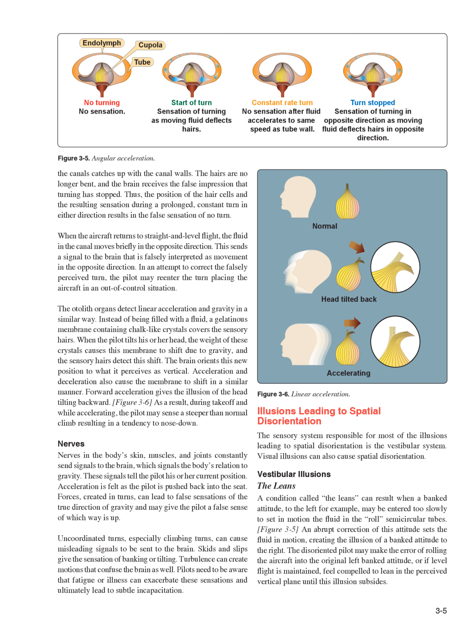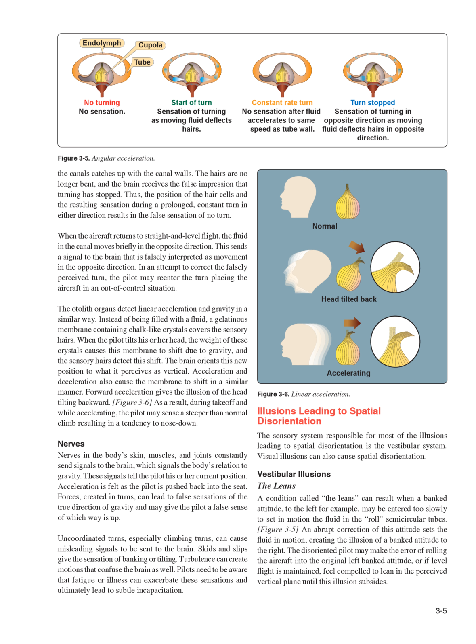Instead of being filled with a fluid, a gelatinous membrane containing chalk-like crystals covers the sensory hairs. When the pilot tilts his or her head, the weight of these crystals causes this membrane to shift due to gravity, and the sensory hairs detect this shift. The brain orients this new position to what it perceives as vertical. Acceleration and deceleration also cause the membrane to shift in a similar manner. Forward acceleration gives the illusion of the head tilting backward. Figure 3.6, as a result, during takeoff and while accelerating, the pilot may sense a steeper than normal climb, resulting in a tendency to nose down.